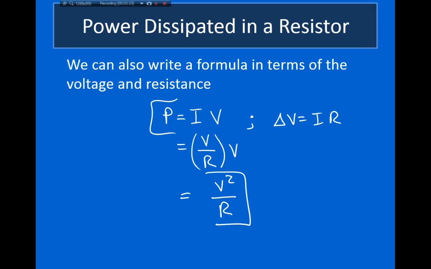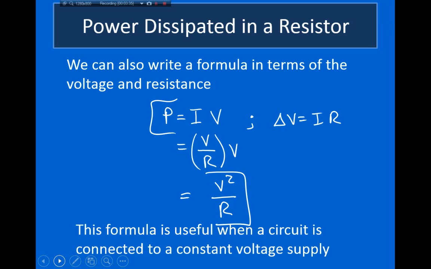And again, this type of formula is useful if you've been given the voltage and you're asked to find the power that's being lost in a resistor, or if you're doing an experiment where you have a knob that allows you to adjust the voltage difference that's being applied to a resistor.